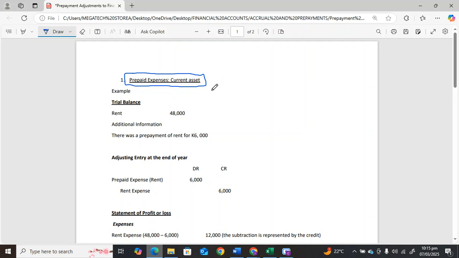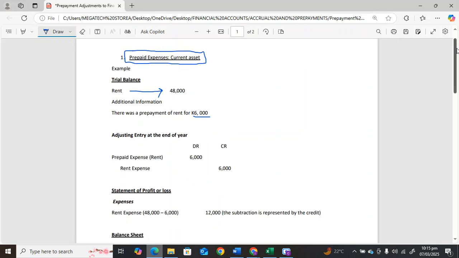So we've got an example here. In our trial balance, rent is 48,000. Additional information: they've told us that there was a prepayment for rent of 6,000. So we have to make some adjustments so that we account accordingly.